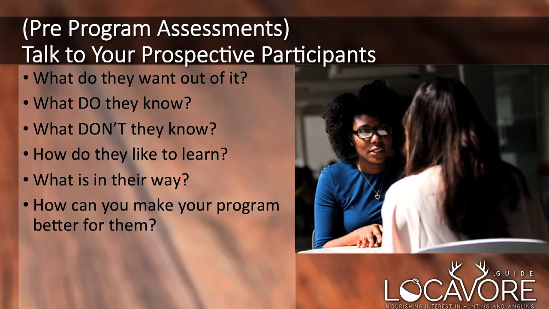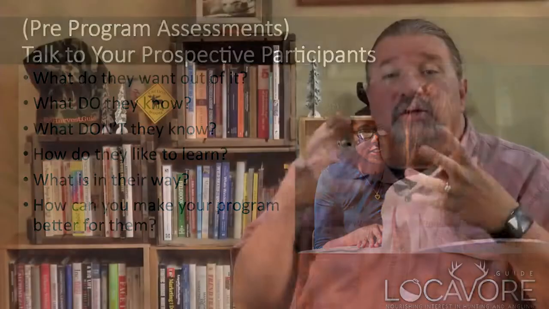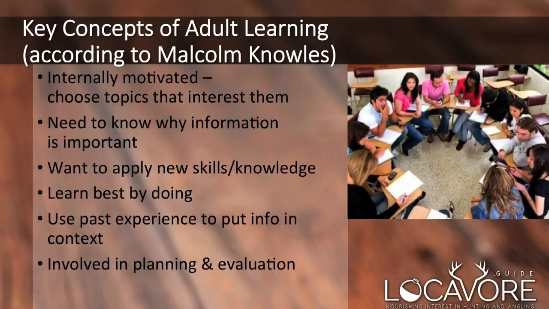Before you put together a program like this, or any program for that matter, it's important that you talk to the prospective participants. What do they want out of your program? What do they know? What don't they know? This is crucial stuff. How do they like to learn? What obstacles are in their way? And how can you make the program better for them in any way you can? If you can learn all these things in the planning process, then you can plan a program that's exactly catered to the market because you've spoken to the market, found out what they're interested in, and made the program just for them.